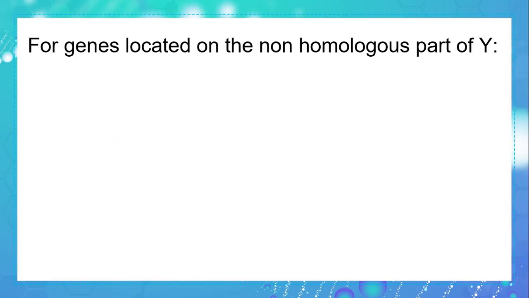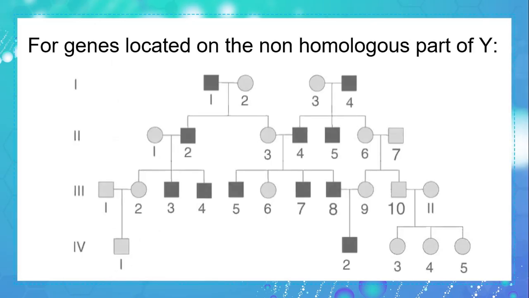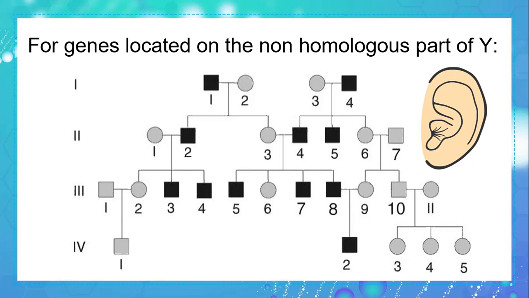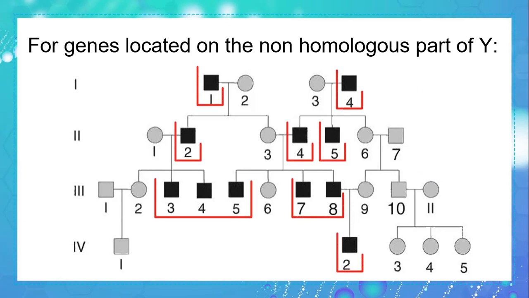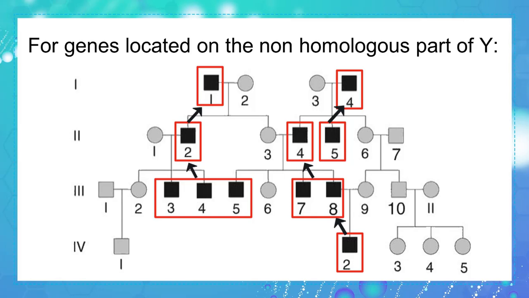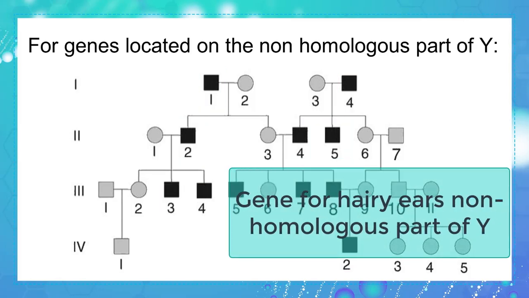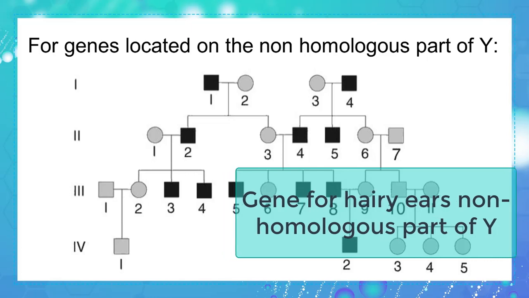Now, when it comes to a gene linked to the non-homologous part of Y chromosome, you will be directly capable of recognizing its inheritance. This pedigree shows a family with males having the trait hairy ears. It's obvious that the gene responsible for this trait is sex-linked, since all members with this phenotype are males. With no exception, every affected male has an affected father, which suggests that the gene for this trait is linked to the non-homologous part of Y chromosome.